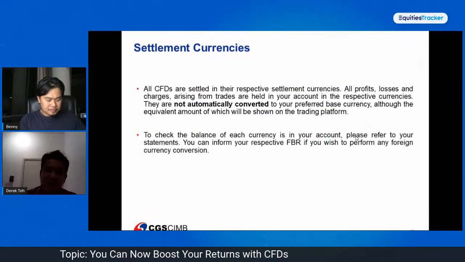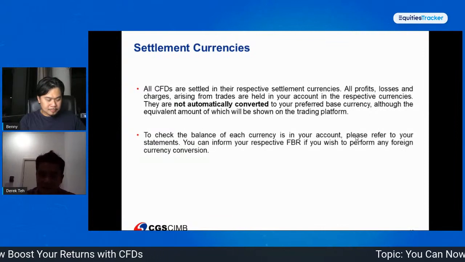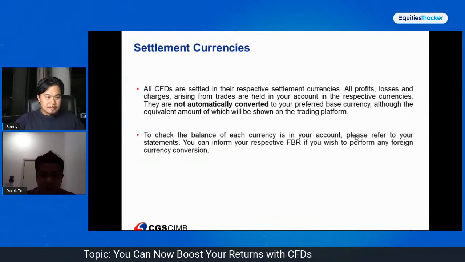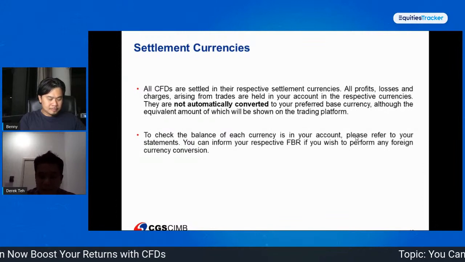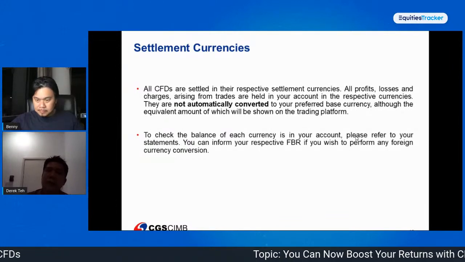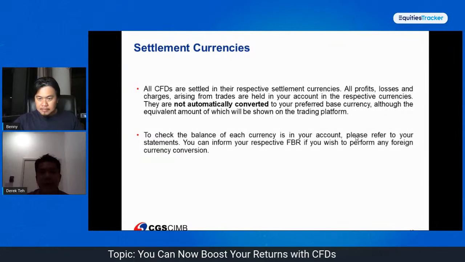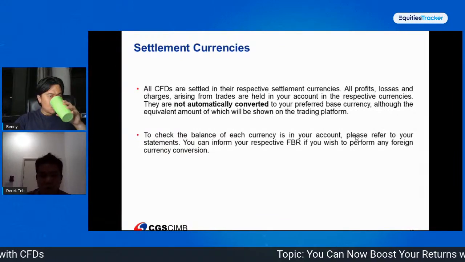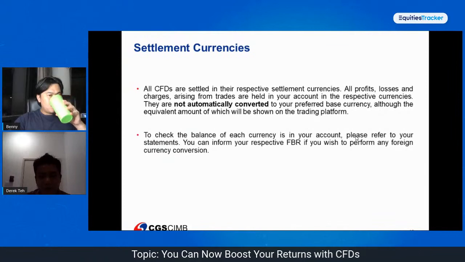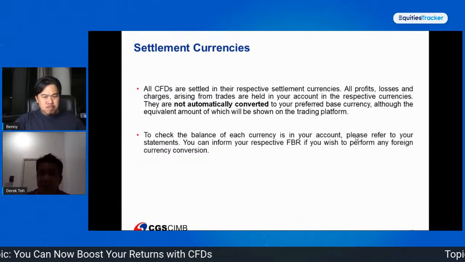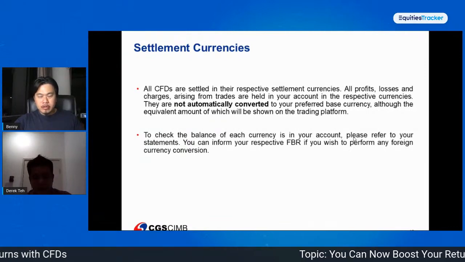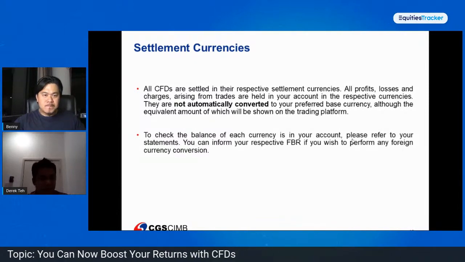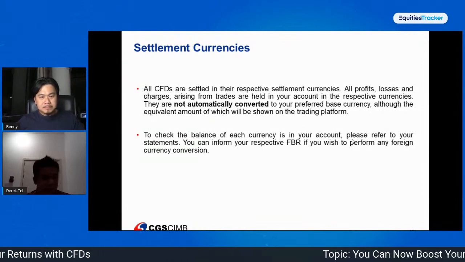We will talk about the settlement currency. All CFDs are settled in their respective settlement currency. The profits, losses, and charges arising from trades are held in your account in the respective currency. They are not automatically converted to your preferred base currency. I assume we Malaysians will use ringgit, although the equivalent amount will be shown on the trading platform. To check the balance of each currency in your account, you can refer to your statement. You can inform your registered representative if you wish to perform any foreign currency conversion.